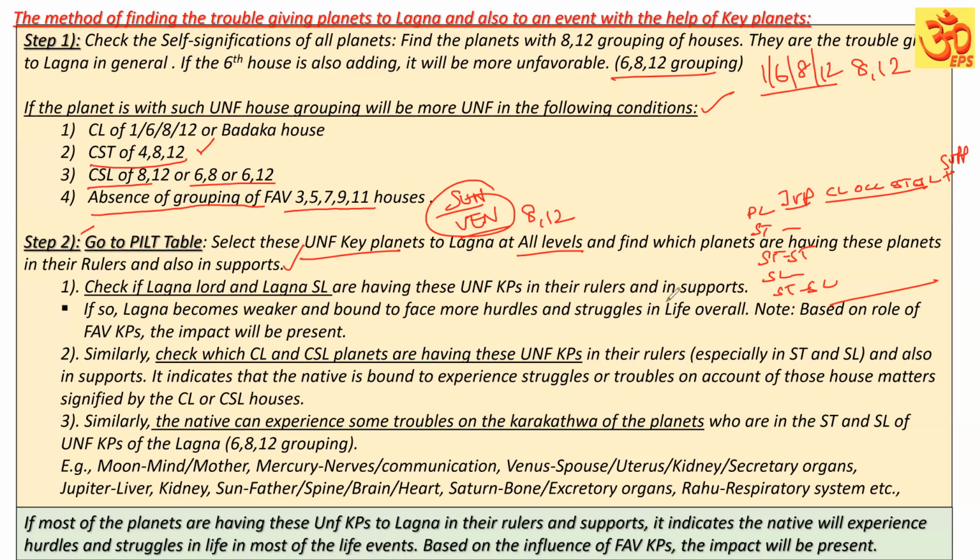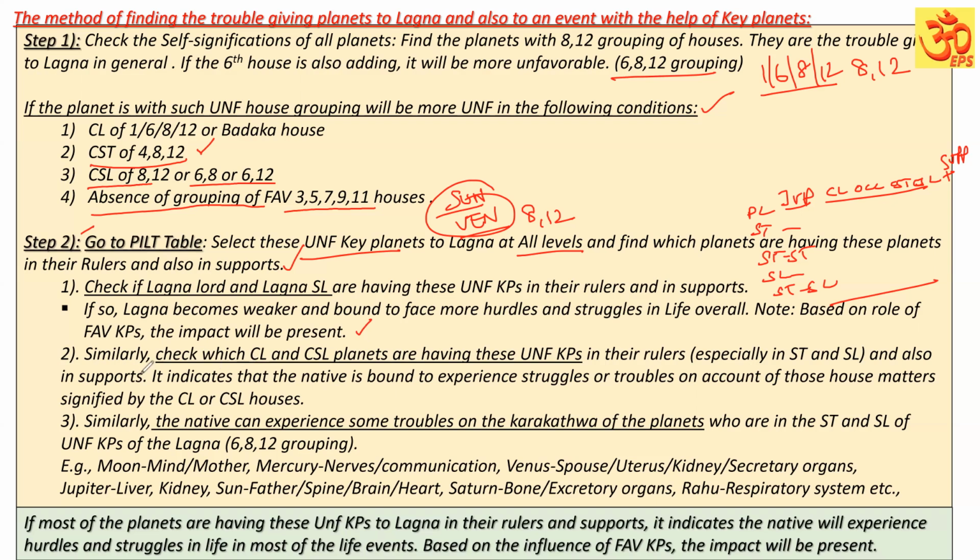Suppose Lagna Lord is in the star of a planet, Sun, an 8 and 12 significator. So Lagna is going to experience obstacles. Sub is Venus, an 8 and 12 significator. So Lagna is going to face more obstacles and struggles in life. Lagna itself is going to experience the problem, meaning the Lagna is becoming weak. So Lagna becomes weaker and bound to face more hurdles and struggles in life overall. Note, based on the role of favorable key planets, the impact will be present. That is in general.